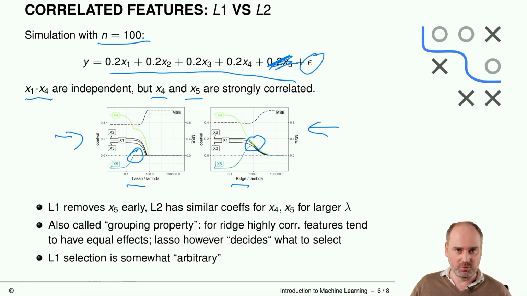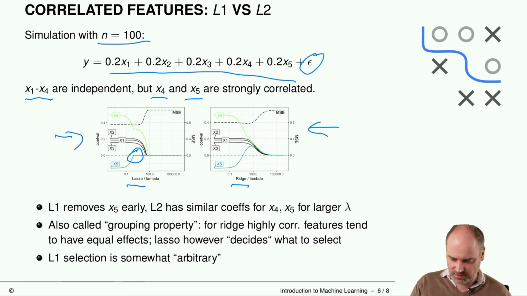So for ridge, for highly correlated features, ridge tends to have somewhat equal effects. The Lasso, however, decides which of these features to select, and the selection is somewhat arbitrary. By bootstrapping the data, or adding a little bit of noise to it, it can actually happen that x4 is now chosen.